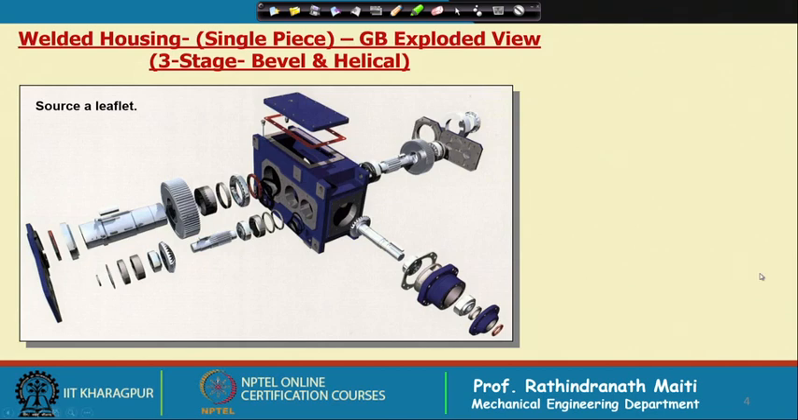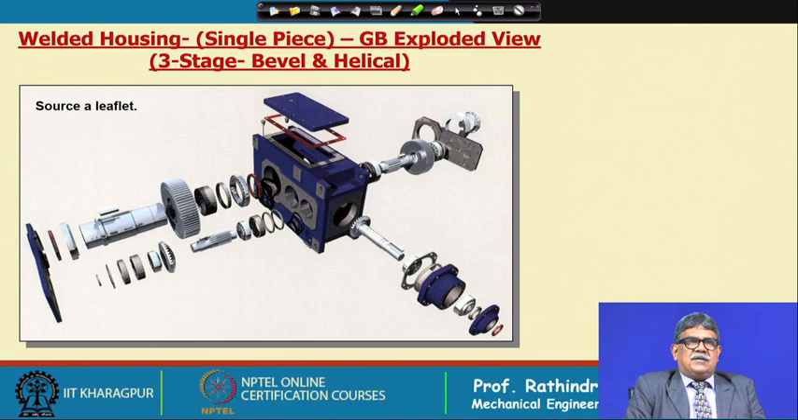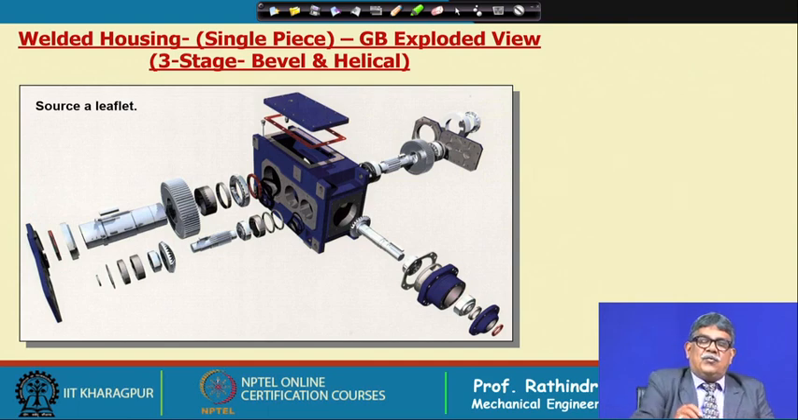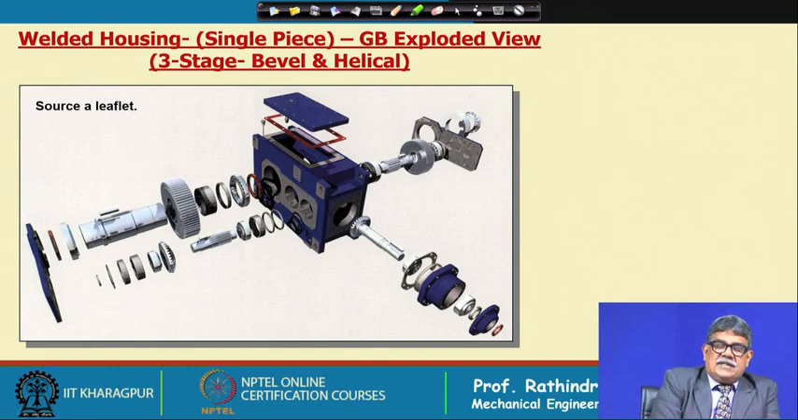Now, in this picture it is shown a gearbox having a welded structure of housing. This is the welded structure of housing, okay. And in this case it is not a split one, this is a single gearbox, and it is possible that all the gears can be assembled from the side and top open. This is the top cover.